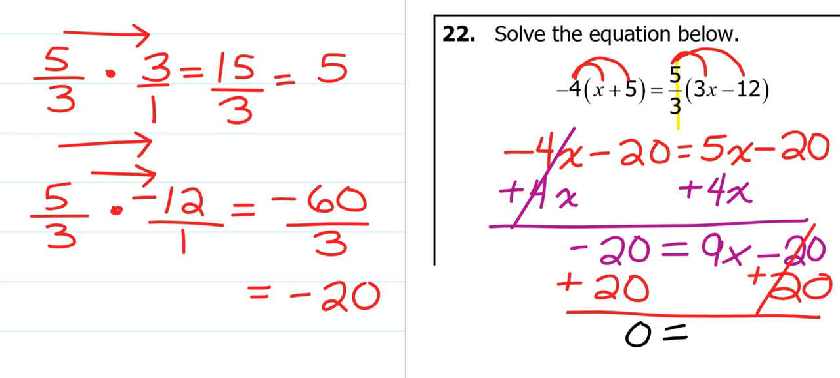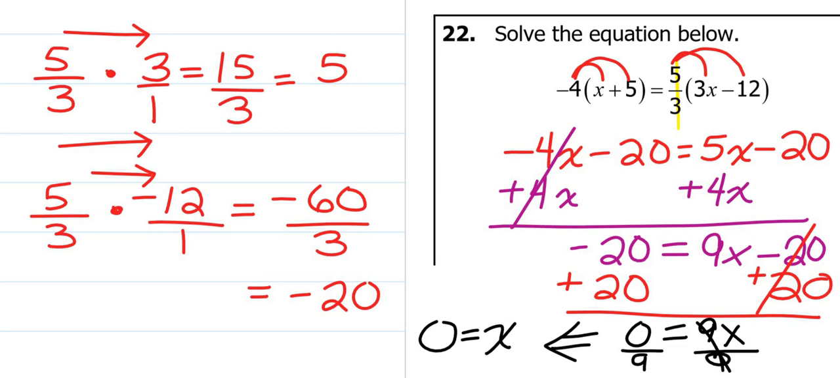0 is equal to 9x. When we divide both sides by 9, the 9s are going to cancel, and 0 divided by 9 gives you, so I'm going to finish it over here, gives you 0. So 0 divided by any number will give you 0, and that's going to equal x. So in this question, x is equal to 0.